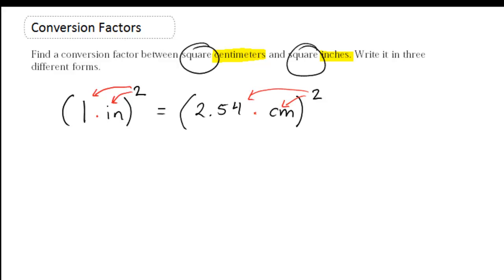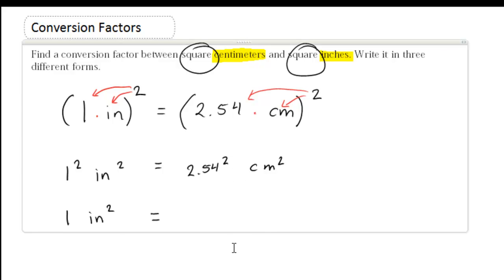Alright, so 1 squared centimeters squared equals 2.54 squared centimeters squared. Oh, I made a mistake there. That should be inches, because this is inches. Okay. So now 1 squared, well that's just 1, so 1 inch squared, or 1 square inch, is equal to 2.54 squared. So what's 2.54 squared?